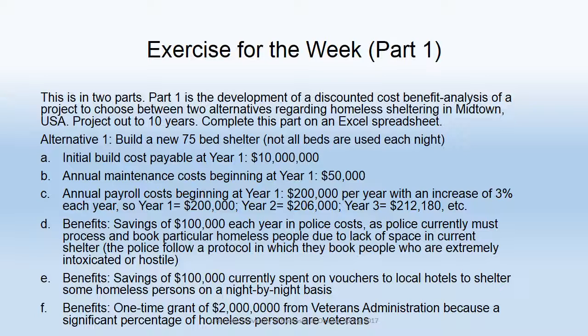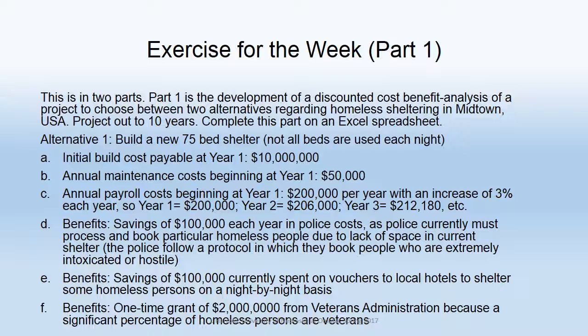Annual payroll costs beginning at year one are going to be $200,000 a year. And then, because you give your people pay raises, those are going to increase at 3% each year. So year one's going to be $200,000, year two $206,000, year three $212,180, and so forth. You're going to increase by 3% each year.